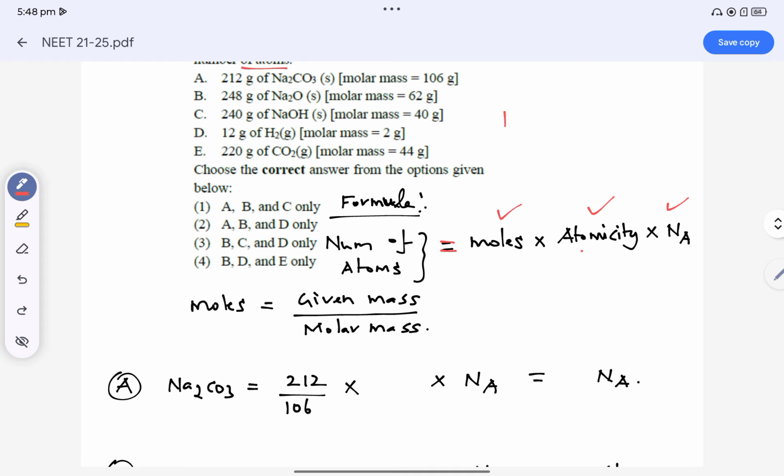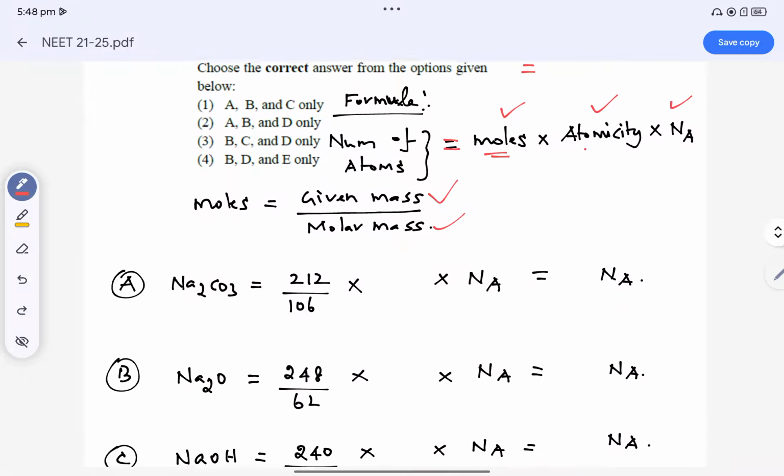For example, I am writing H2SO4. The atomicity of H2SO4: how many atoms are present? Hydrogen, 2 hydrogen atoms. Sulfur, only 1 sulfur atom. Oxygen 4. So we have 7. This is the atomicity of sulfuric acid. Mole is further defined as given mass over molar mass. Now we enter into the problem.